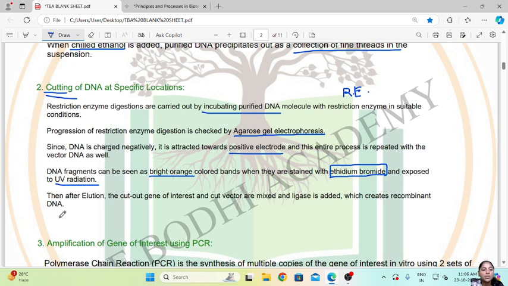Then after elution, the cut out gene of interest, whatever gene that we have cut out, and also the cut vector are mixed together and the ligase enzyme is added. As we have learned in the previous videos, ligase is the enzyme which is used to link or join different DNA fragments. So ligase is added, which then creates the recombinant DNA or the rDNA.